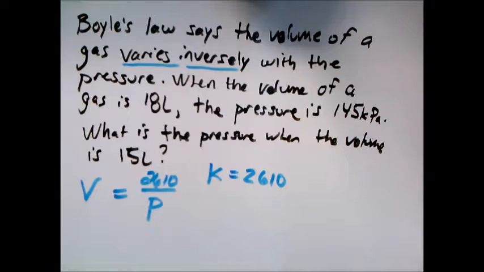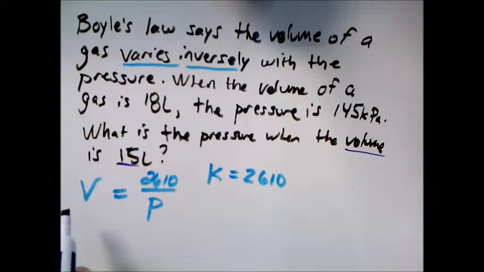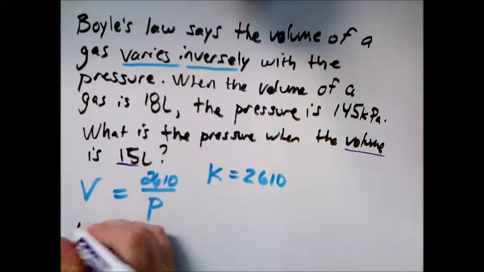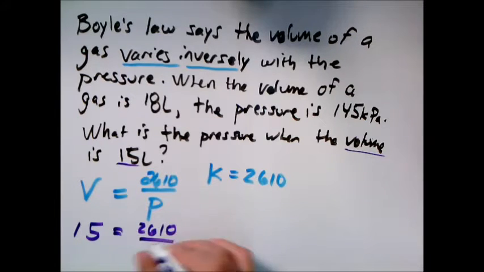Well, so now I can plug in anything. And so be careful, they're telling you volume. This is why it's good to pick things like volume, pressure, use V and P instead of X and Y, keep track of which one's which. So they're saying the volume's 15, so we'll just put that in there. So 15 equals 2610 over P.